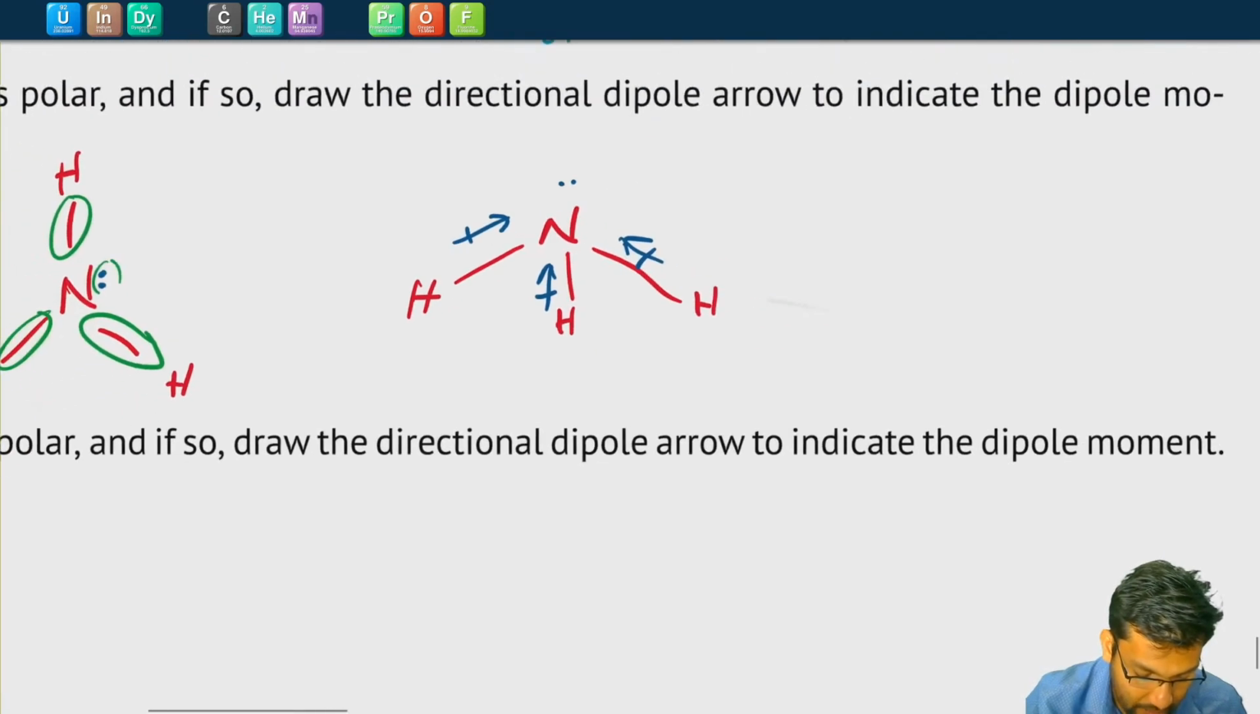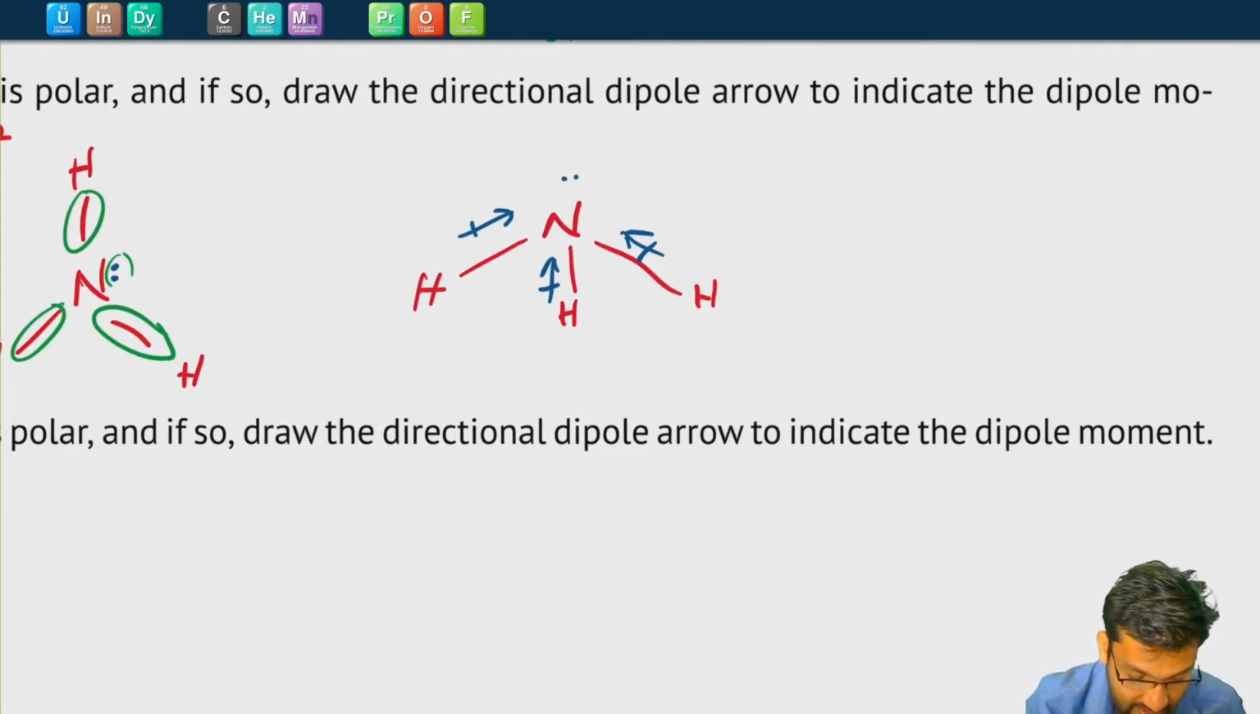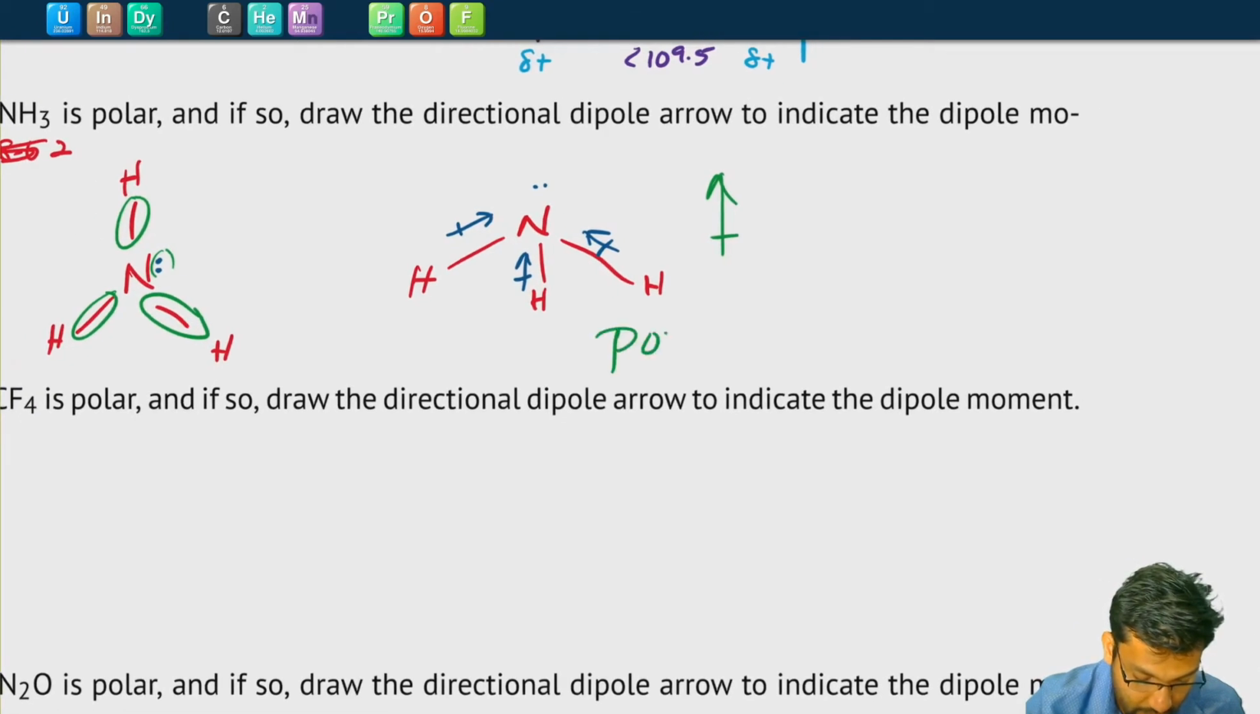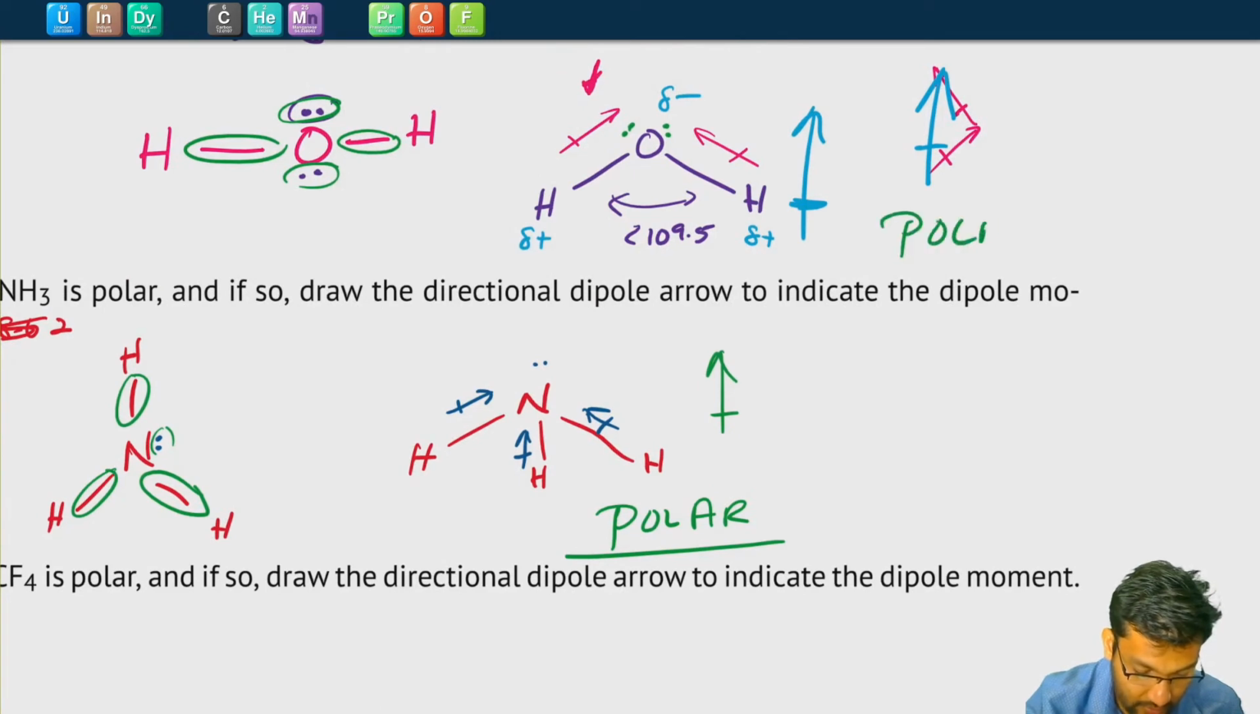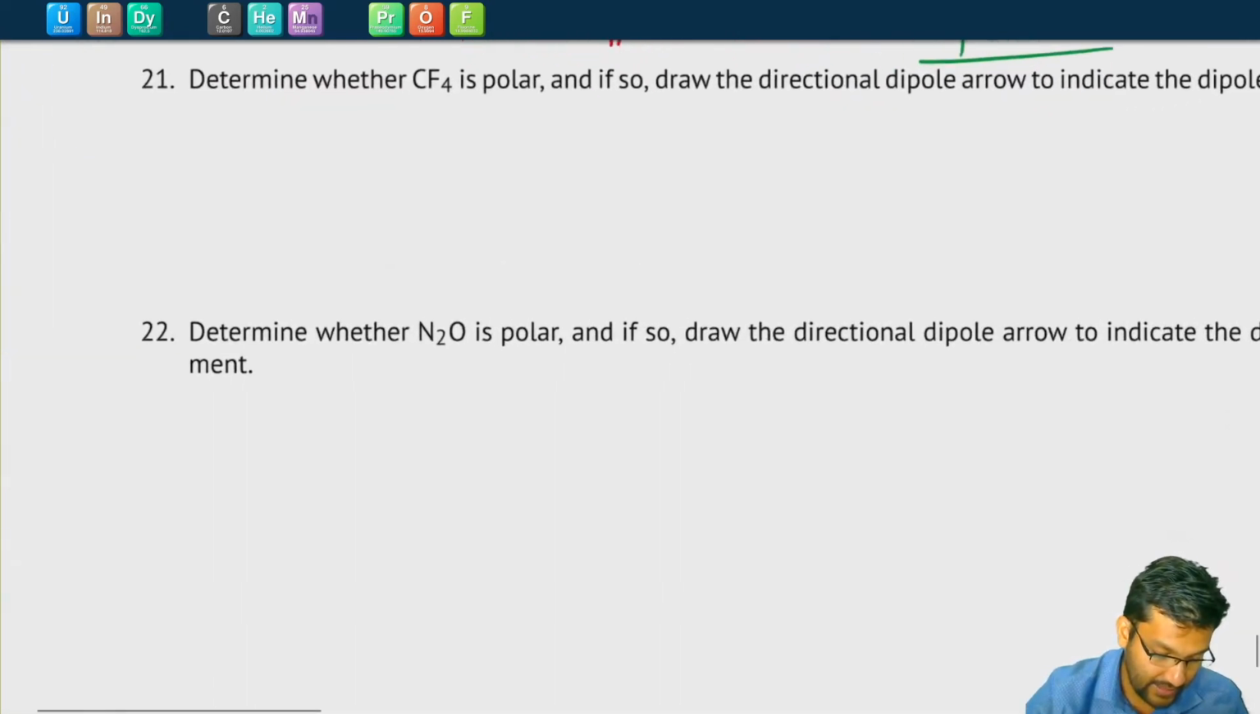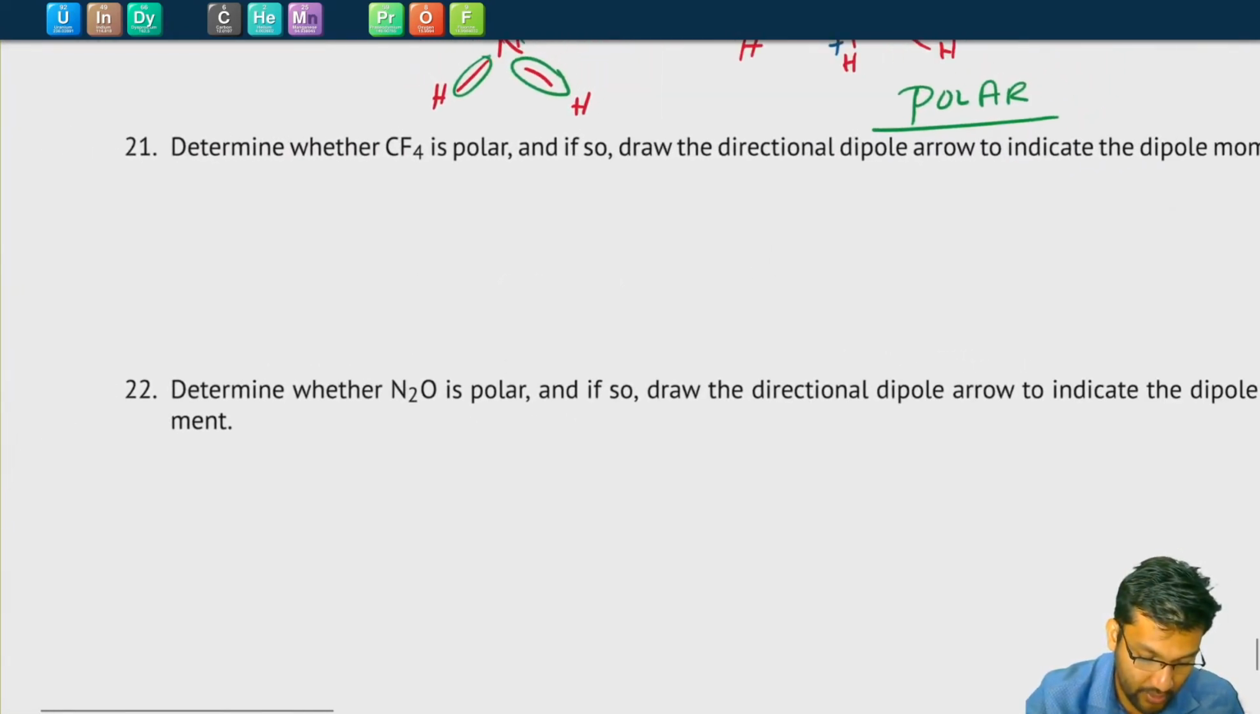And if you add up, well, you can already see that all of these are going to add up and pointing towards the top, right? Because they're all sort of pointing inwards into the top. So they'll point straight up, and so we end up with a polar molecule. Water is also polar. Let's look at CF4, whether it's polar or not.